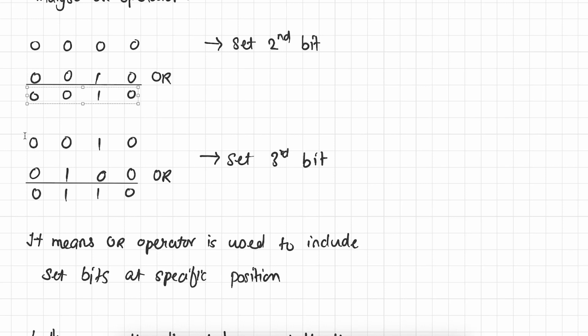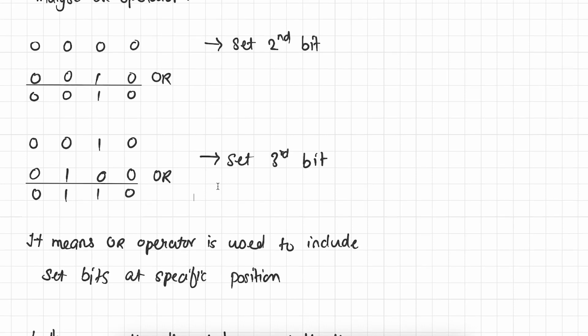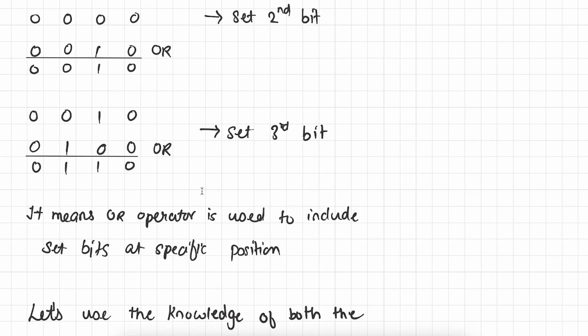Let's see the next example. Let's say I give you the number 0010 and I tell you to set the third bit of this number. What would you do? You simply find a number whose third bit is set and you do bitwise OR of both the numbers. So you get a number whose third bit is set and also the second bit is set. So it keeps the already existing bit and adds a new bit to it. So what we learn from the OR operator is that it is used to include set bits at a specific position.